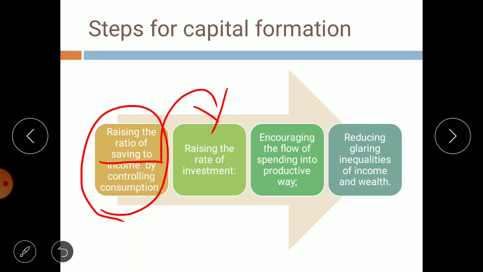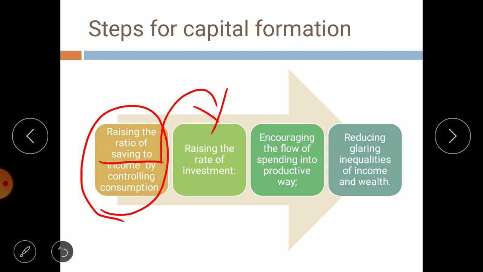Then the third stage is encouraging the flow of spending into productive ways. Most of the time, whatever we earn is utilized for satisfying needs and secondly for luxuries. If you skip purchasing luxuries, then the same money you can invest in a productive way. What is a productive way? Investing from where you can earn.